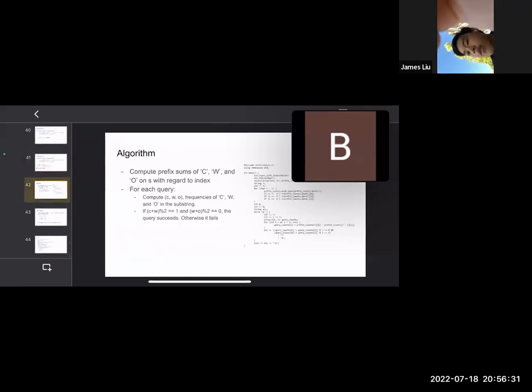Now, obviously, there is an implementation step that we have to be careful on, because if we directly count the number of C's, O's, and W's every time, that's an Q times N solution, which is too slow. We use prefix sums to compute that process.